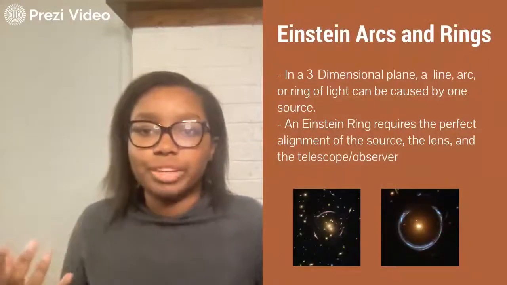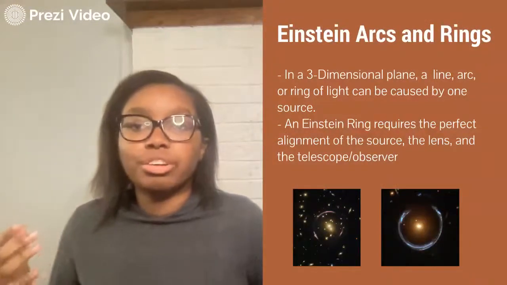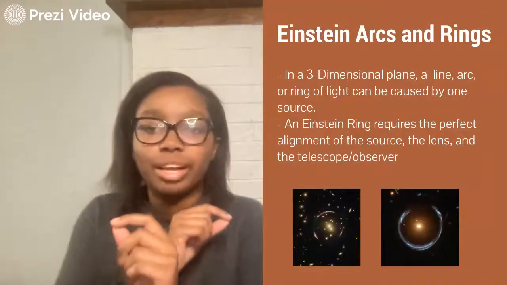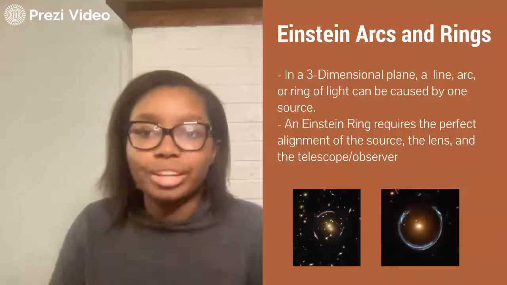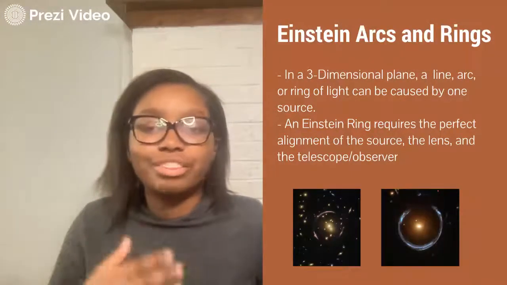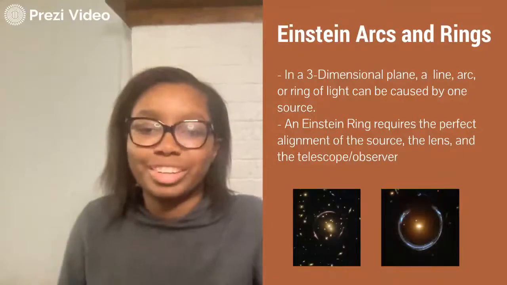Now, one of my favorite aspects of this phenomenon are arcs and rings. And so, arcs and rings occur when the viewer, the lens, and the source of light are aligned. And rings only occur when they are perfectly aligned. And it's essentially this ring in space. And it creates this eye-like structure. I think it's truly beautiful. And that's why I chose to present on it today.